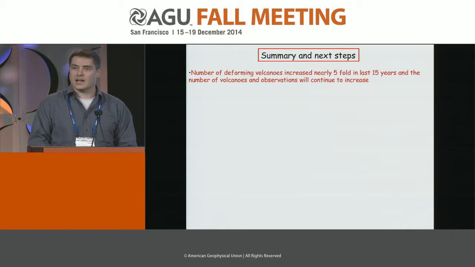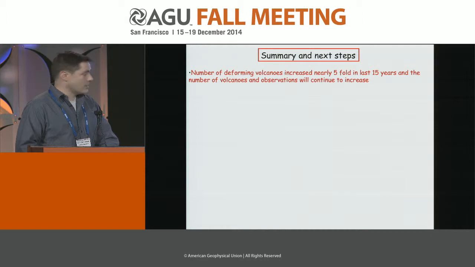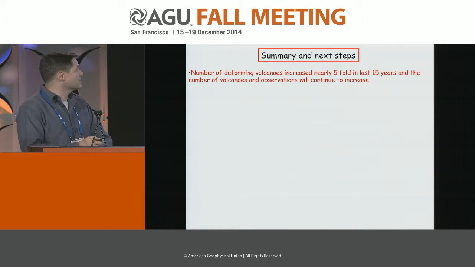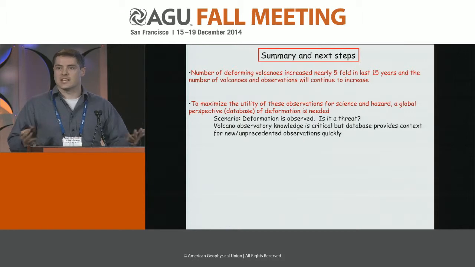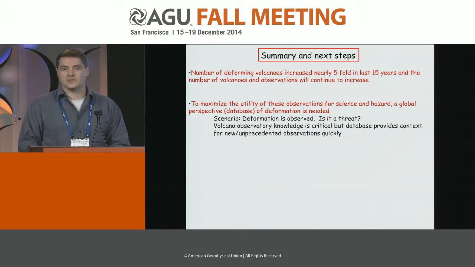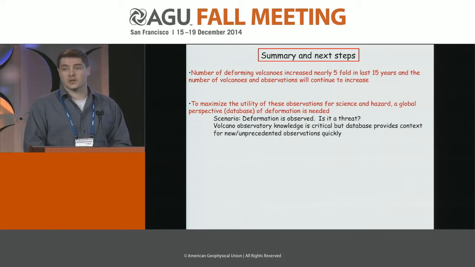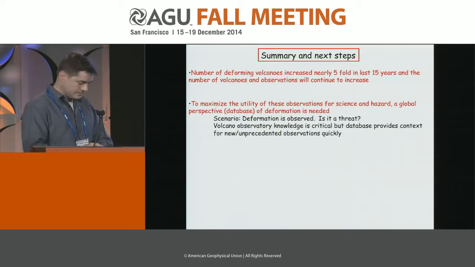Again, this is an exciting time for studying volcanic deformation. We're on the cusp of being able to do this on a global basis. We've had a rapid increase in the number of volcanoes that we can study. But to maximize the utility of these observations, a global perspective is necessary. If a random volcano in a part of the world that hasn't been active in the past starts to deform, to understand whether that poses a threat or not, we might need a global perspective as well as a detailed history of that individual volcano, as well as additional ground observation. So InSAR will be a critical tool for helping us to focus those resources.